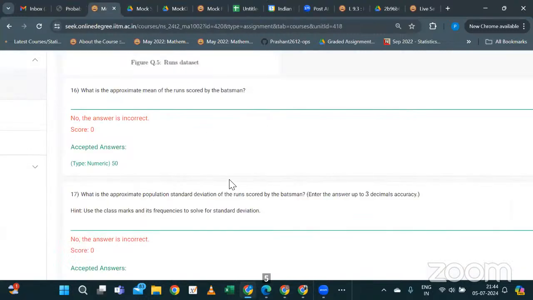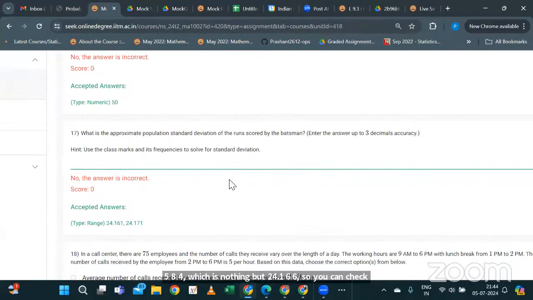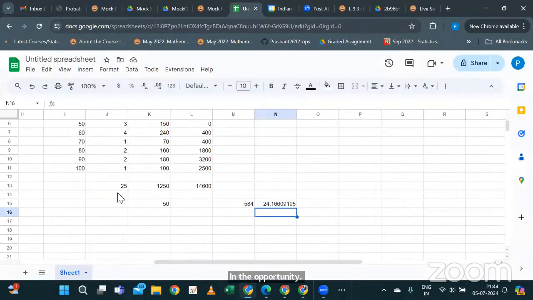So you can check. That is the population standard deviation. In the question, if it is a sample, then your formula will divide by 25 minus 1. Fantastic.